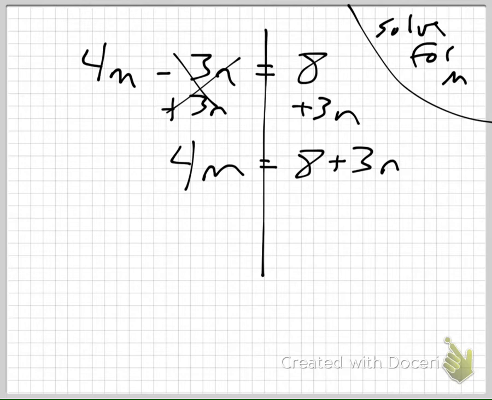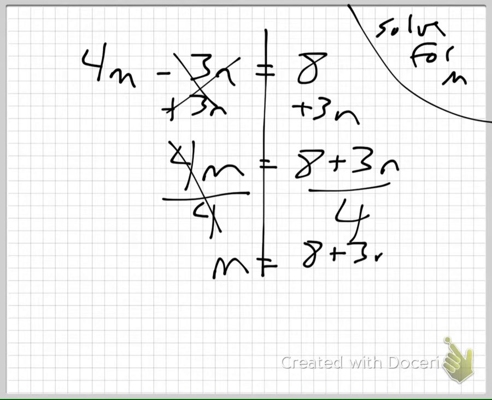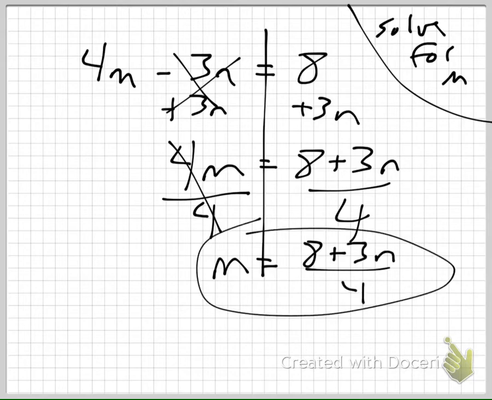Right? Now, is the m happy? No, being multiplied by 4. What's the opposite of multiply by 4? Divide by 4, divide by 4. Guess what, people? m equals 8 plus 3n over 4. We're done. You just kick everybody out of the house. That's all you do. And you're done. Did y'all follow that? Well, let's see if you can do one then. Let's just see.